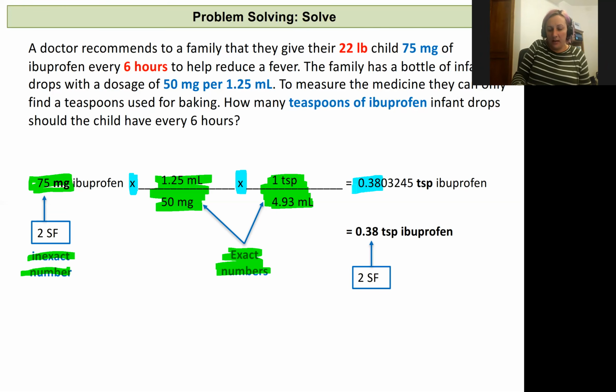So the 3 is the first non-zero number, and it's followed by an 8. So that's 2 sig figs right there. The number after that is 0, so it doesn't round up the 8. It keeps it at 8. And so I would report 0.38 teaspoons of ibuprofen. Now, the act of measuring out 0.38 teaspoons of ibuprofen seems completely impossible to me. So there is that. Maybe you just go shy of half of a teaspoon. I don't know. But that's how you can tackle this problem.